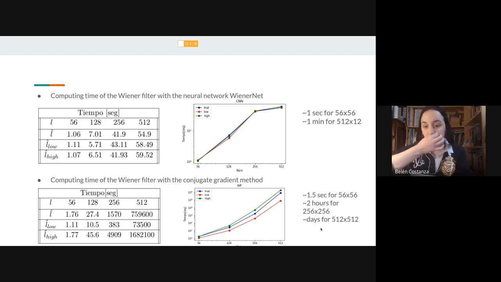So with all these results, we can say that making the Wiener filter with the neural network is faster than making the Wiener filter with the conjugate gradient, which I say is a bottleneck in data analysis. The results of making the Wiener filter with the neural network are as good as we expect from the conjugate gradient method.